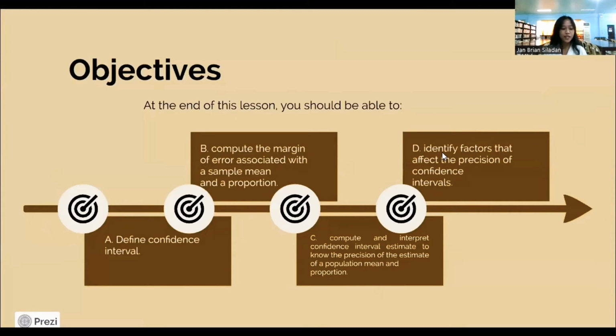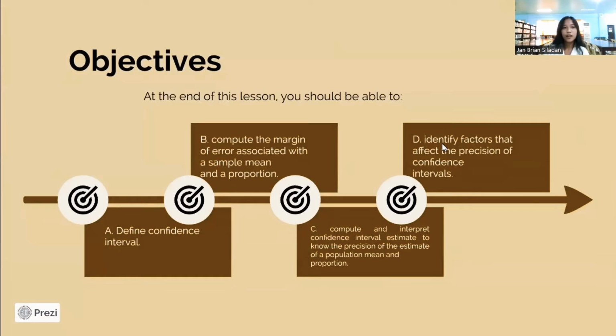Next is estimation and confidence interval. The objectives: at the end of this lesson, you should be able to define confidence interval, compute the margin of error associated with a sample mean and a proportion, compute and interpret confidence intervals, estimate and know the precision of the estimate of population mean and proportion. Next, identify factors that affect precision of confidence intervals.